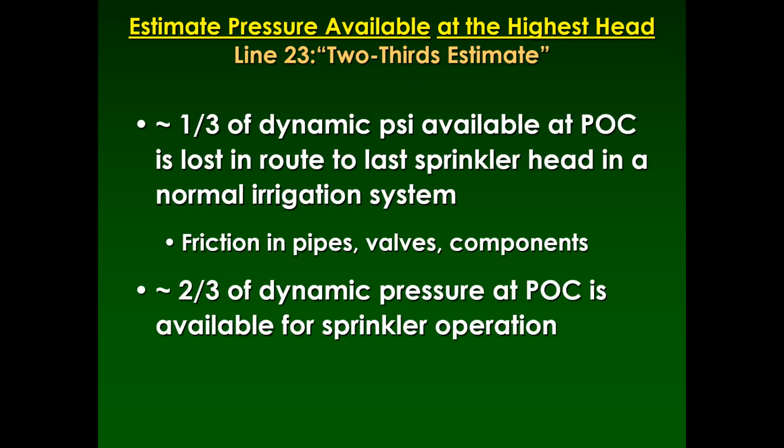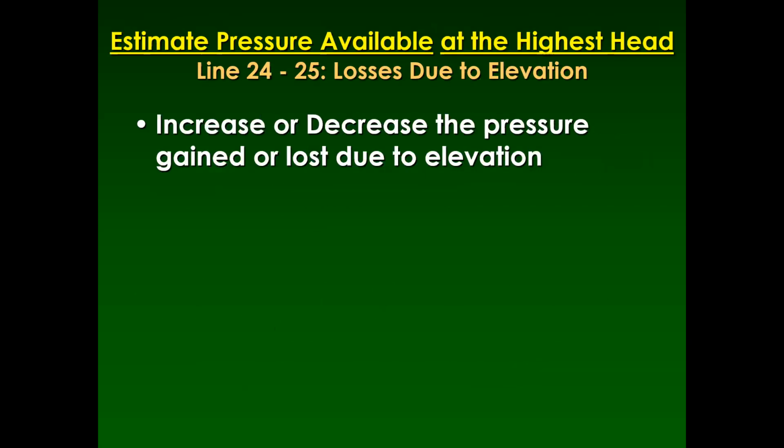So we're going to have 2/3 of the available pressure still left at our point of connection. So we're going to take that 67 and multiply that by those 2/3, which is 0.67. So at our worst case head, we have 44.89 PSI. So line 23 should be reading 44.89 PSI.